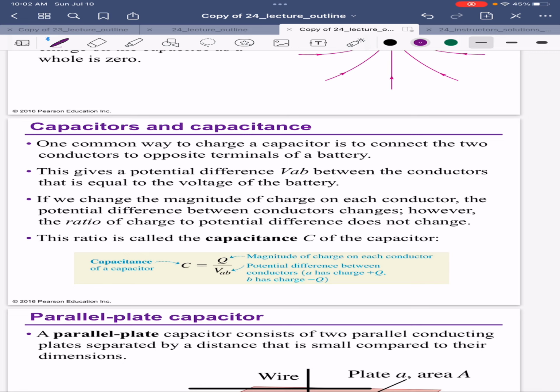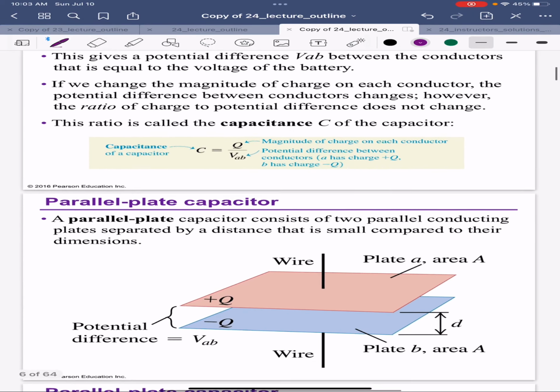Then capacitance can be calculated as Q, the magnitude of the charge on each conductor. You don't add the two charges, it's just one of them. The magnitude divided by the potential difference between the conductors. One of them, of course, has a charge plus Q, and the other has a charge negative Q.